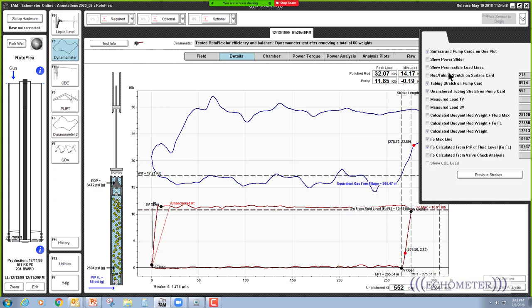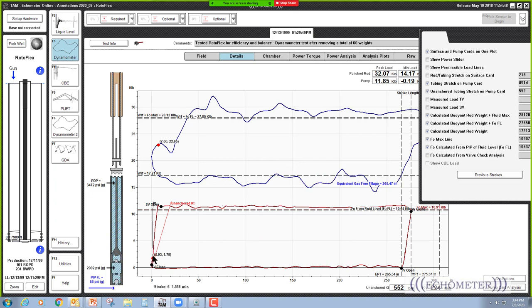All right. If we were to show the traveling valve load with the fluid load measured, that would be that line right there. And that's pretty much the same line as the FO max with zero pump intake pressure. It's a little bit different, because in this case the fluid level is down to the pump intake, so there's not much liquid level in this well.